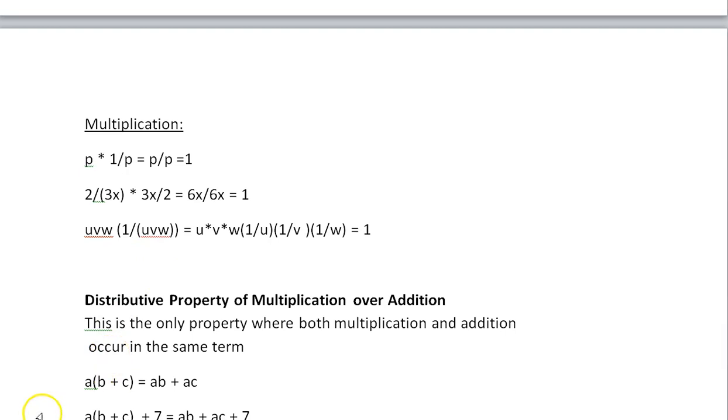All right, I'm going to stop here, upload this, and I'm going to continue on with the distributive property on the next film.